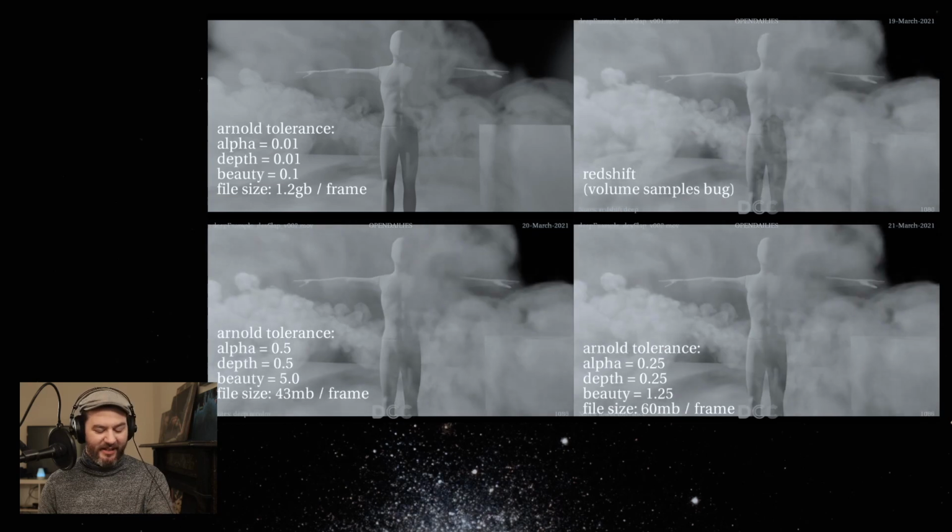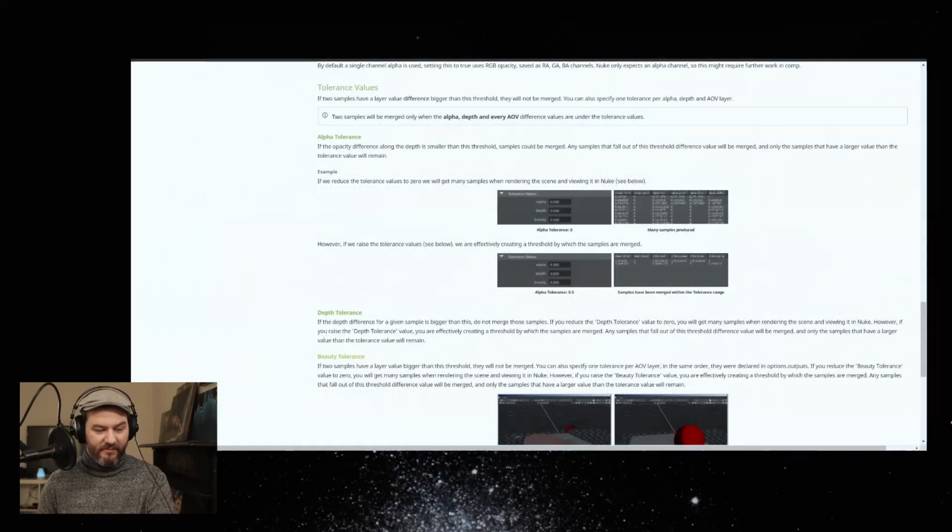So again, let's jump back to Chrome. We can see that we've got different tolerances for alpha, depth, beauty. Adding AOVs in Arnold will also give you different tolerances per AOV.